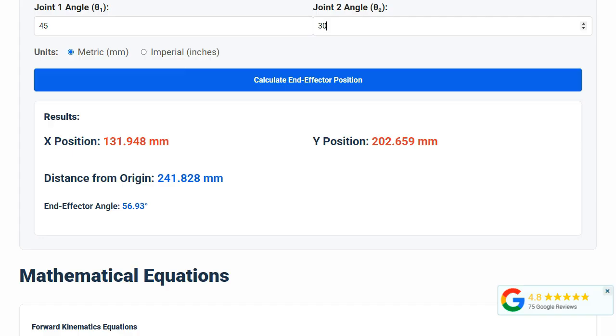This is invaluable for designing robotic arms, determining workspace boundaries, and validating motion paths.